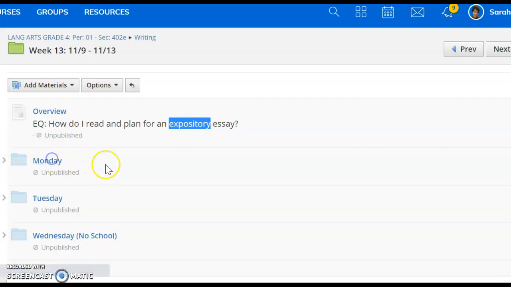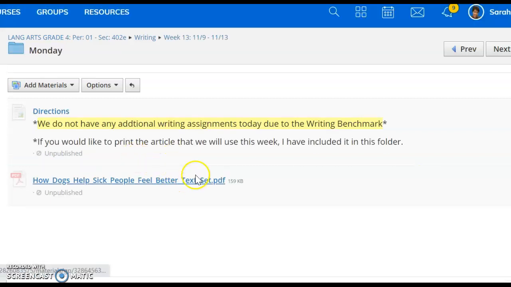So let's jump in and look at Monday's folder. You notice here that we do not have any additional writing assignments because you are going to do that writing benchmark today. I thought it would be unfair to have you do more writing. However, if you do want to get ahead, print the article. This is the article we will use this week. Some of you may have come to pick that up.